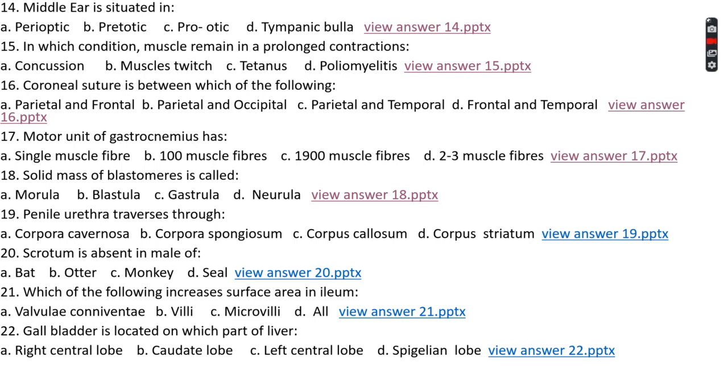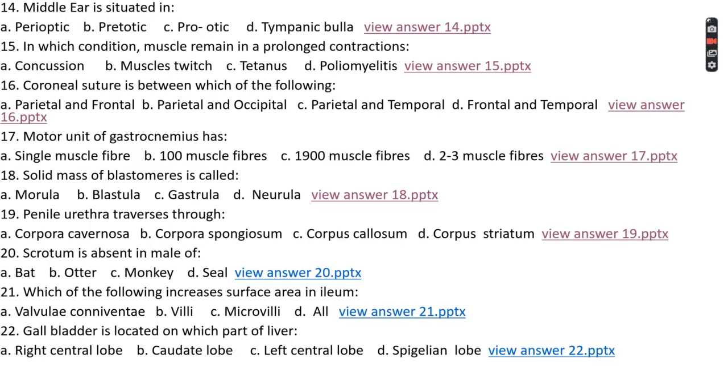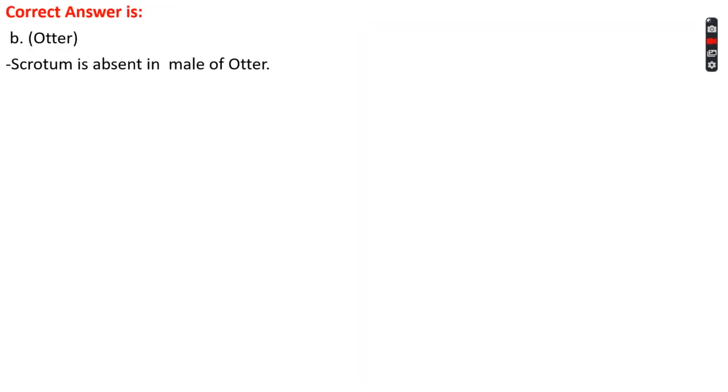Question number 19. Penile urethra traverses through: option A, corpora cavernosa, option B, corpus spongiosum, option C, corpus callosum, option D, corpus striatum. The right answer is option B, that is corpus spongiosum. Penile urethra traverses through the corpus spongiosum. Okay. Question number 20. Scrotum is absent in male of: option A, bat, option B, otter, option C, monkey, option D, seal. The right answer is option B, that is otter. Scrotum is absent in male otter.